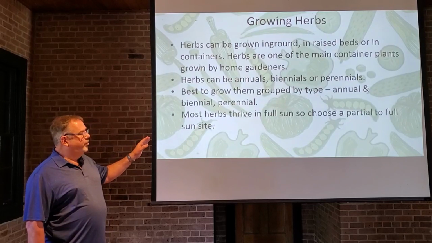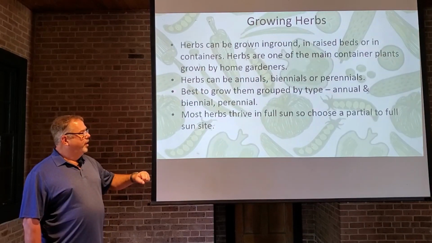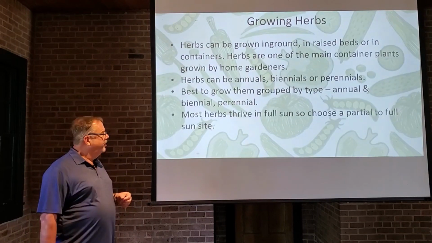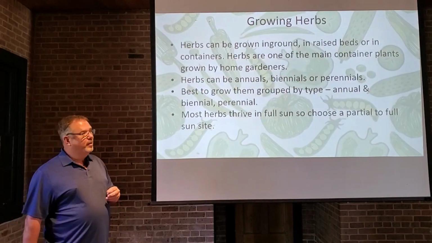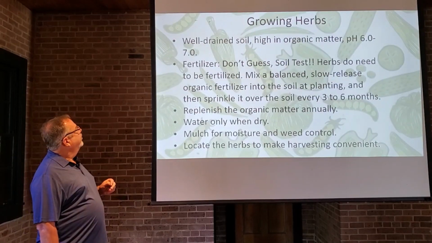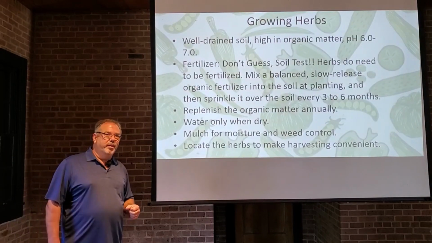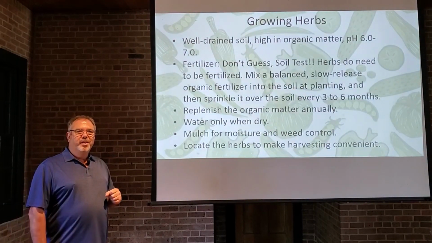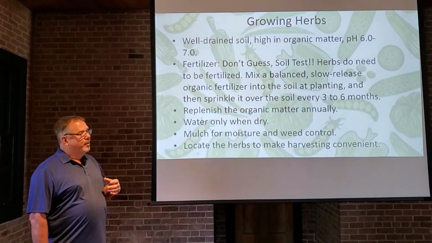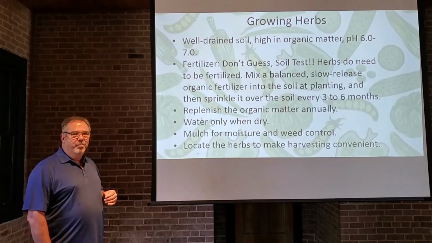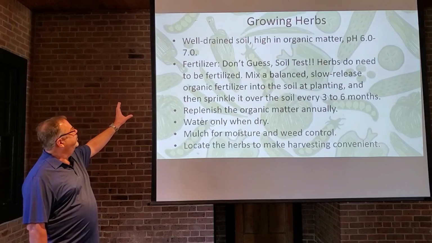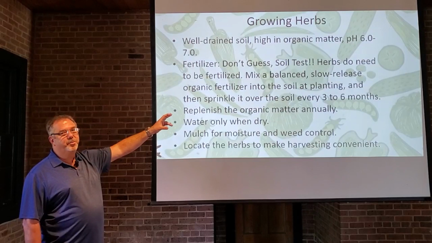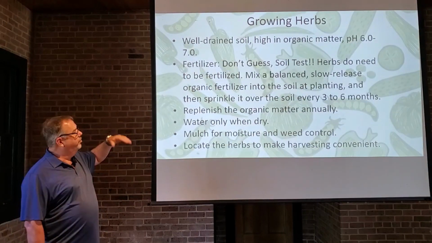And most herbs thrive in full sun, so choose a partial to full sun site. Again, they need that energy from the sun to thrive, and most of the herbs do need lots of energy to grow. They do prefer a well-drained soil. Unless you're growing a rain garden and you pick these specific plants that will survive in these wet conditions, most of our edible plants are not suitable for those environments, so they like well-drained soil. They like high organic material, and the pH is between 6 and 7, so nice right there in the neutral area.